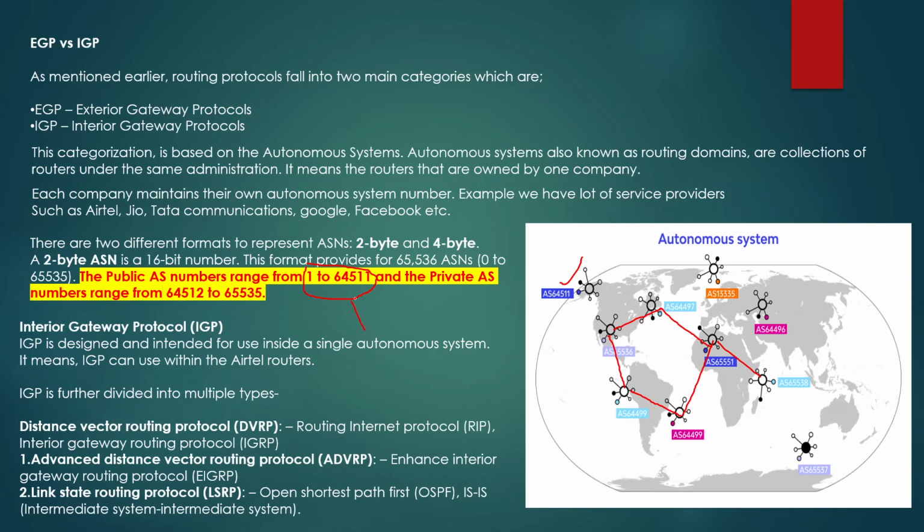Suppose I'm Ramesh and I'm going to establish a service provider. I need to purchase an autonomous system number for my routers. I need to contact IANA and they will give me this autonomous system number. They will register it for me, the same way you register a domain name.